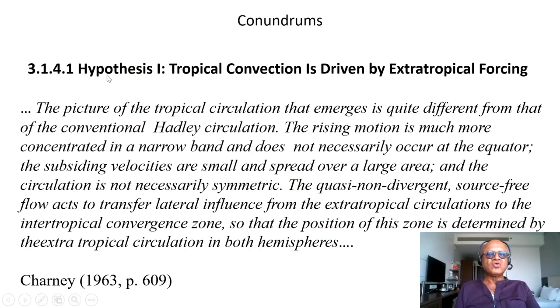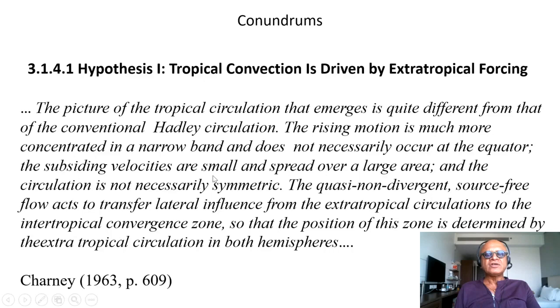Okay, to read his own words from the book, the picture of the tropical circulation that emerges is quite different from that of conventional Hadley circulation. The rising motion is much more concentrated in a narrow band and does not necessarily occur at the equator. So he's talking about the ITCZ, which we have seen already and we will see again, is actually shifted to the north, with the South Pacific convergence zone and the South Atlantic convergence zone, and the Indian Ocean that kind of splits during the summer because of the monsoon and the warm ocean.